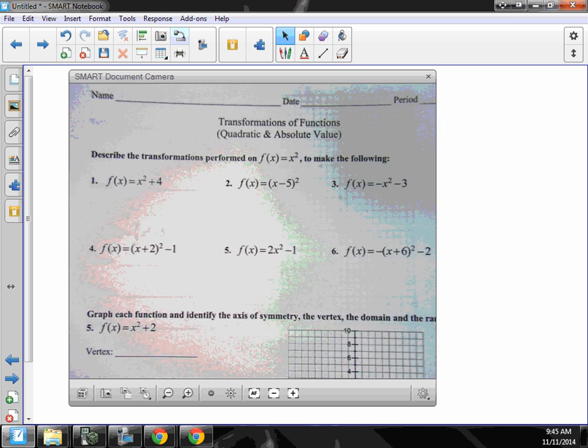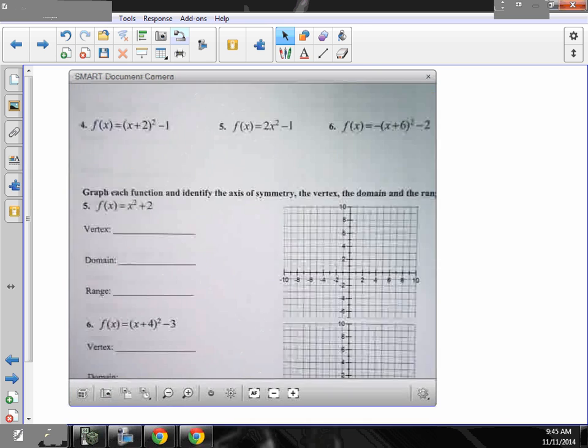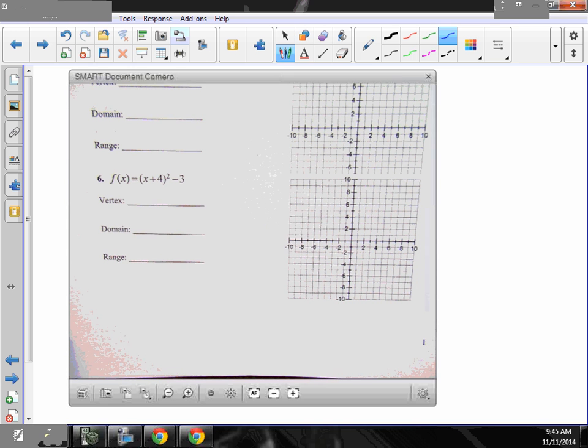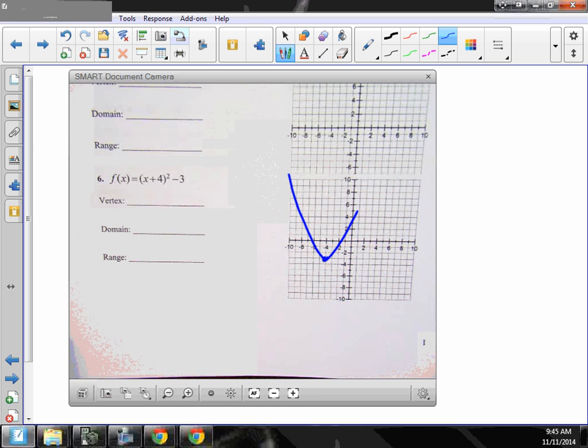Okay, if you go down to number 5, well, let's do 6. How is number 6 going to look in comparison to the original x squared? Not up 4, left 4, down 3. So we're going to go over 4 and down 3. Did the shape change? No. Did it reflect at all? No. So it's going to look like this.